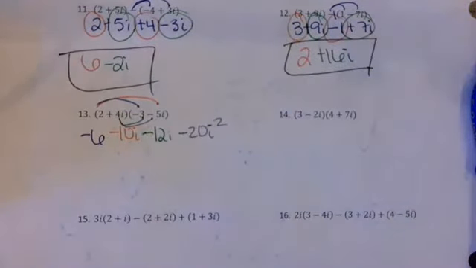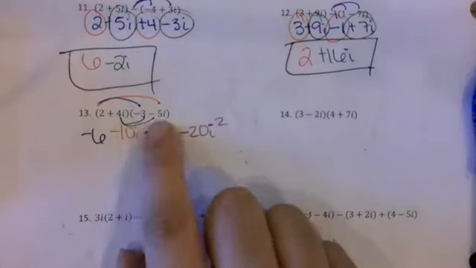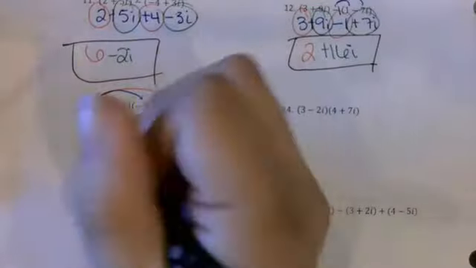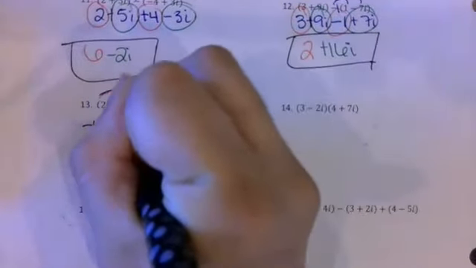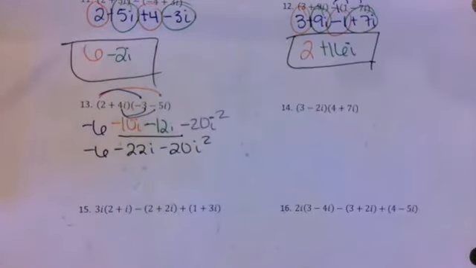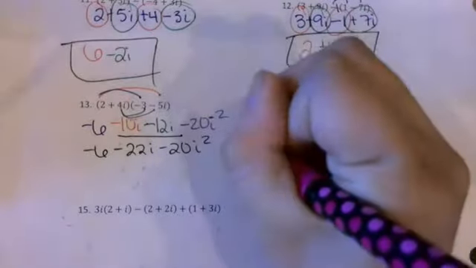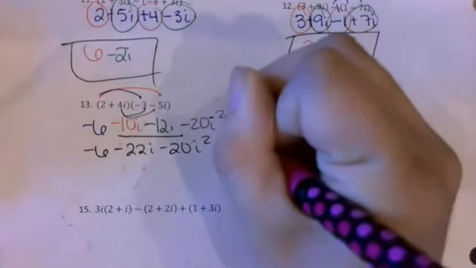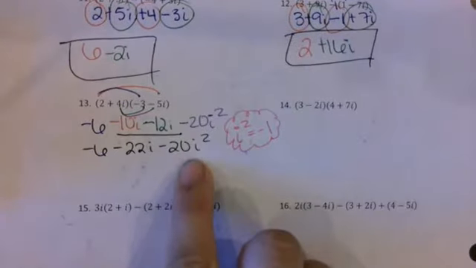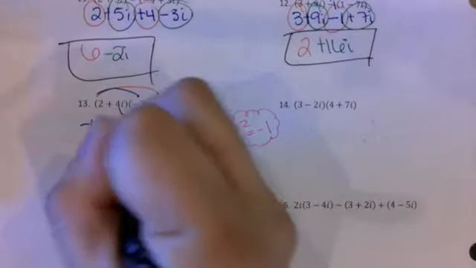And I have i squared because I had two i's, and so they add an exponent when I do that. And I want to combine like terms, so I'm just adding the two middle numbers. So I have negative 22i in the middle, minus 20i squared. Remember, whenever I see i squared, it equals negative 1. So I'm going to replace this i squared with a negative 1.